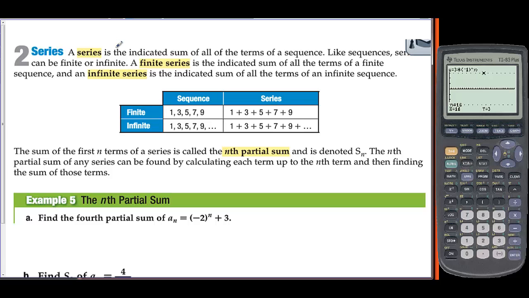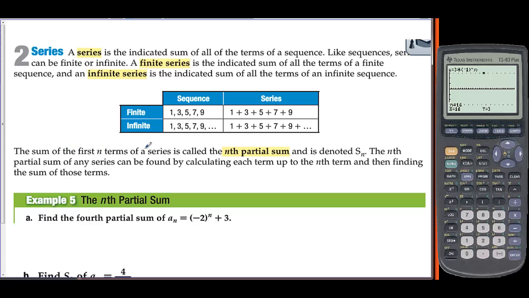Series. A series is the indicated sum of all of the terms of a sequence. Like sequences, series can be finite or infinite. A finite series is the indicated sum of all the terms of the finite sequence, and an infinite series is the indicated sum of all the terms of an infinite sequence. So a finite sequence could be 1, 3, 5, 7. The series is take that sequence and just add those numbers together. We'll have 1 plus 3 plus 5 plus 7 plus 9. So there's your finite sequence and series, and with the infinite, we just put the plus dot dot dot or comma dot dot dot, which indicates this goes on forever.